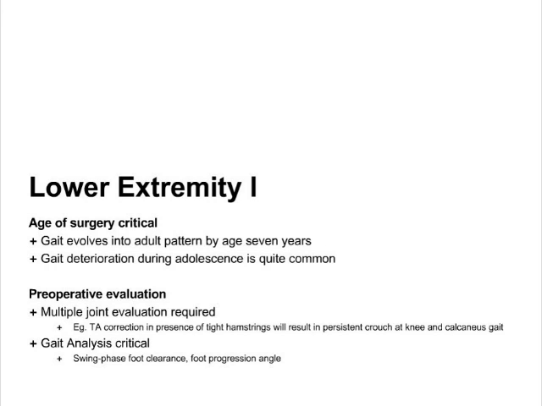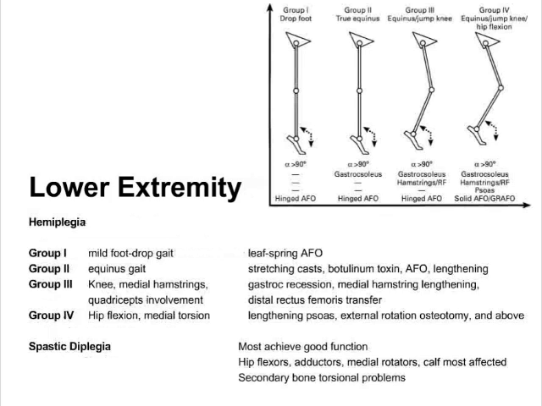Breaking it down into the different groups within the different manifestations of cerebral palsy. With your hemiplegic patients, these are divided into 4 groups as demonstrated there, with the problem essentially starting more distally, and then as we proceed through the groups becoming more medial as well. In group 1 you'll have the mild foot drop gait, for which an AFO is very effective. Group 2, when they do have a proper equinus gait with a contracture of their gastrocsoleus, or isolated one of the two, where stretching casts can be used. Botulinum, AFOs again.